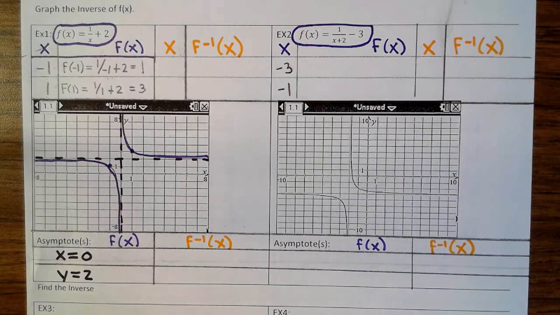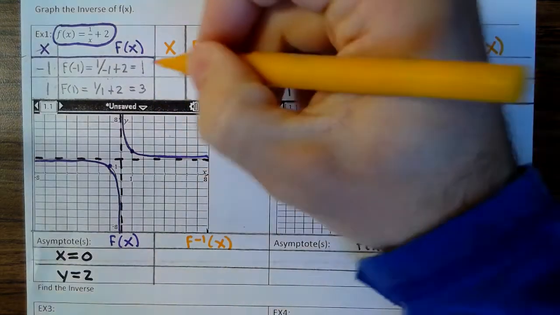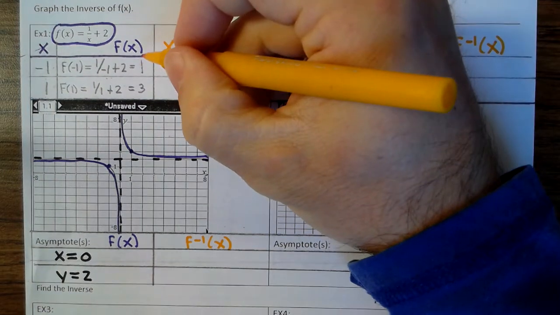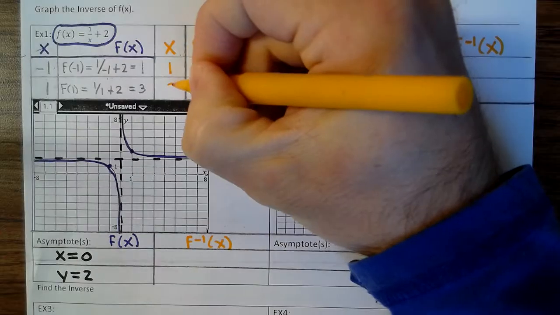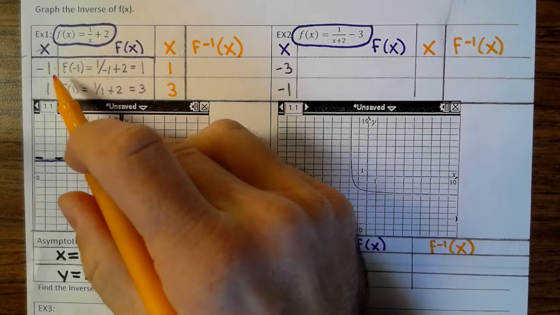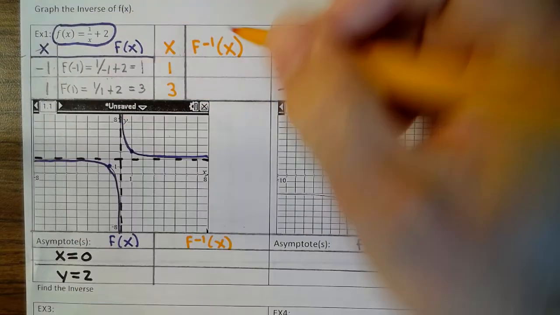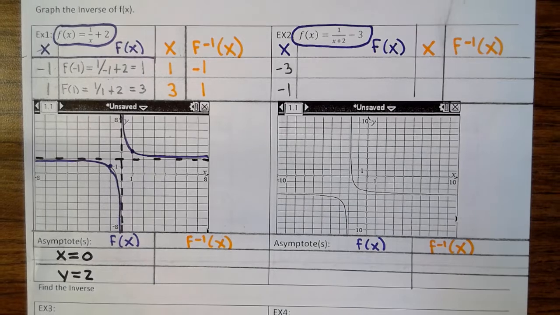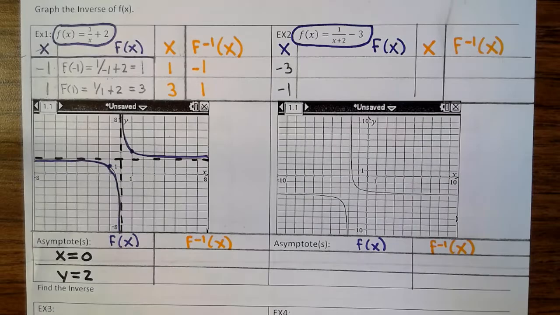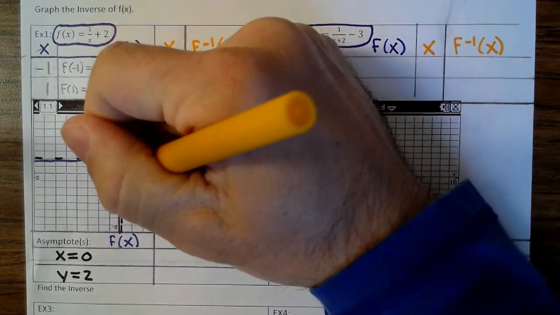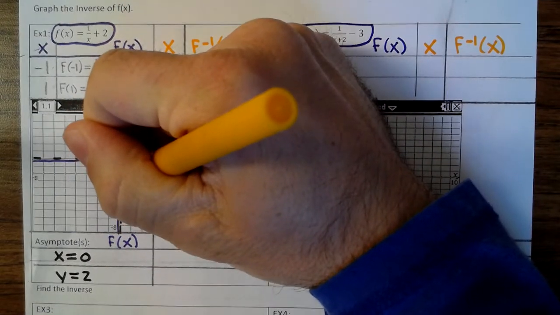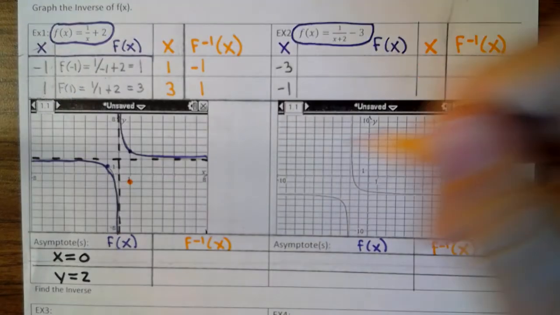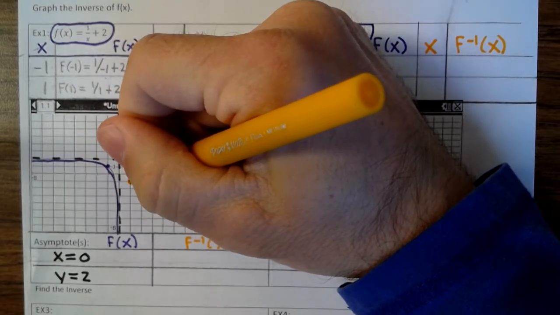Now, for the inverse, it's very simple. We switch the x and y. So the f of x or the y's were 1 and 3, so now the x is 1 and 3. And the x's were -1 and 1, now the f of x is -1 and 1. Okay, so we have a point at 1, -1, and 3, 1.